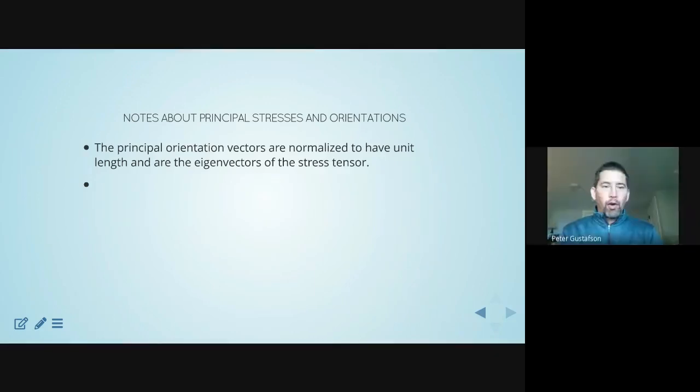Okay, so a couple of brief notes about principal stresses and orientations. The principal orientation vectors are normalized by convention to have unit length. Unit vectors have unit length. And it turns out that they are what we have called in the past eigenvectors of the stress tensor. So we have eigenvalues, which are principal stresses. We have eigenvectors, which are principal orientations.